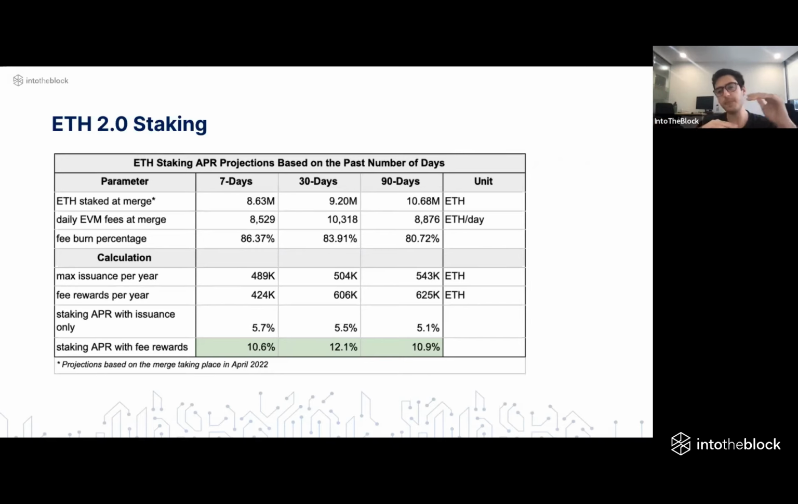So now, in the current state, proof of work fees, so transaction fees, go to miners. Whereas once the merge takes place, transaction fees will start going to stakers. And so this leads to the natural growth in the APRs that stakers are going to get. So based on my calculations, it's expected to double from about 5% now to anywhere between 10 to 12%.